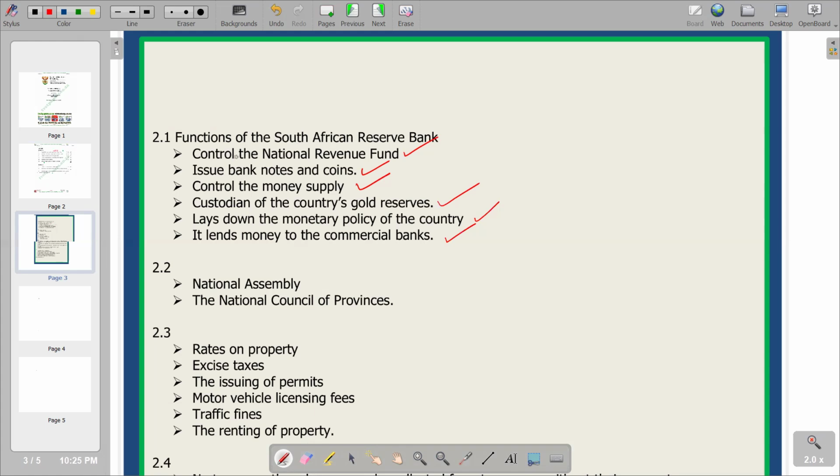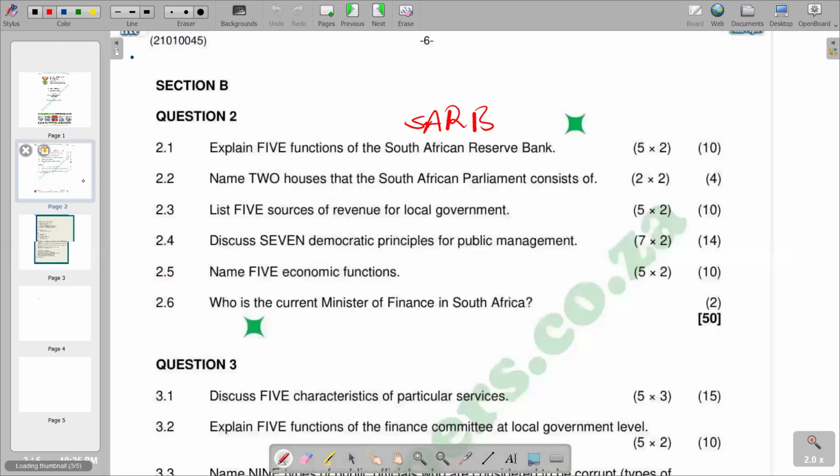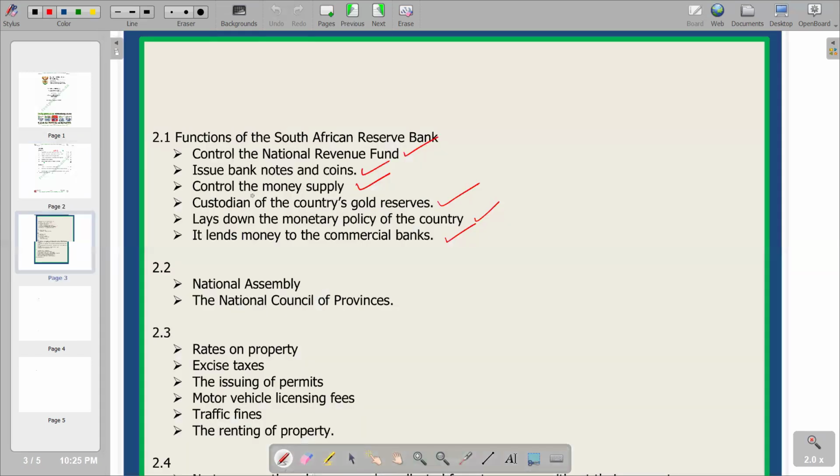So moving on to 2.2. It reads, name two houses that the South African Parliament consists of. You see that the two houses that we have are the National Assembly and the National Council of Provinces. These houses of parliament have members, and these members are elected to represent constituencies. A few are elected by MPs. Some are nominated by the state president. We just have to take note of that. And others are also members elected to represent constituencies.